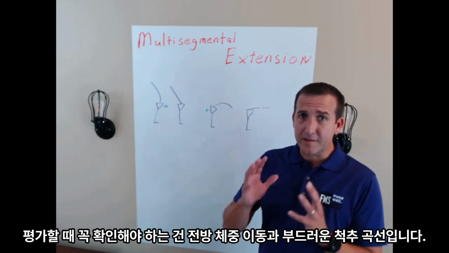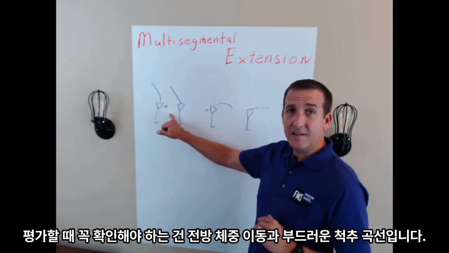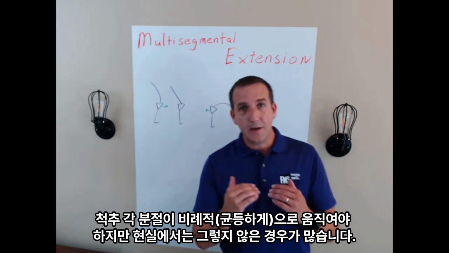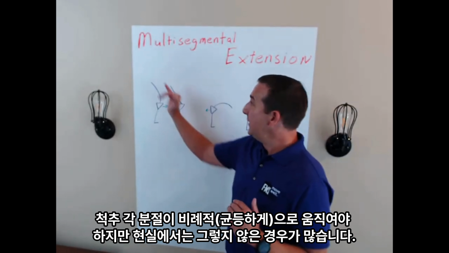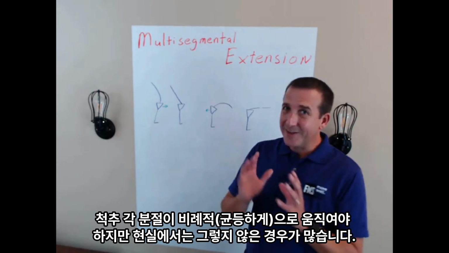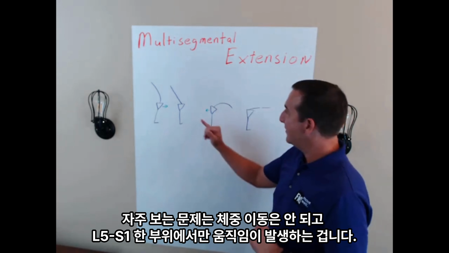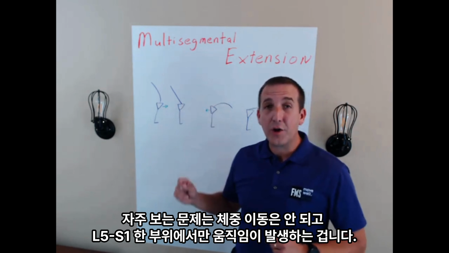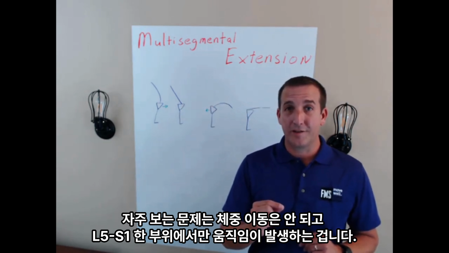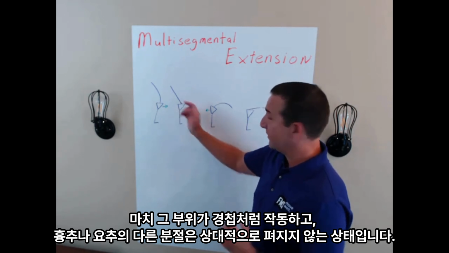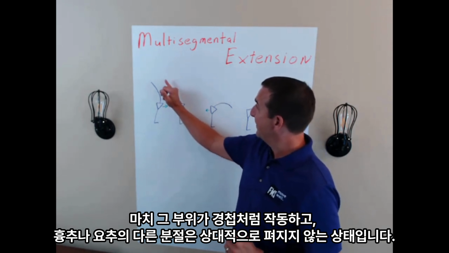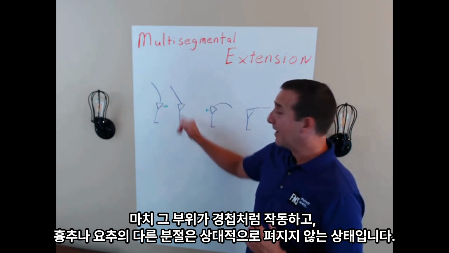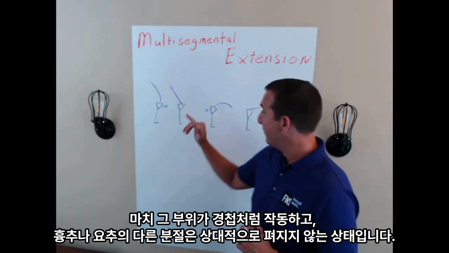A couple of the things that we really look for are this anterior weight shift as well as smooth spinal curves. We should be getting proportional motion from each segment of the spine, but we don't always see that. A lot of times what we see is the person does an anterior weight shift and they get all their motion from this L5, S1 segment. We call it hinging. It's like this fulcrum right there that the person doesn't extend throughout their thoracic spine and not proportionally in their lumbar spine.